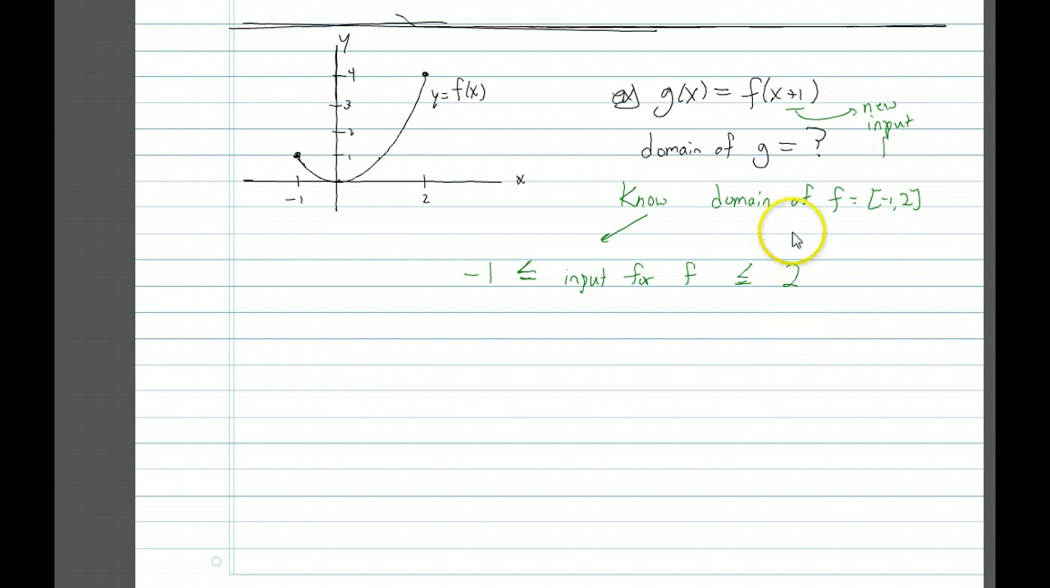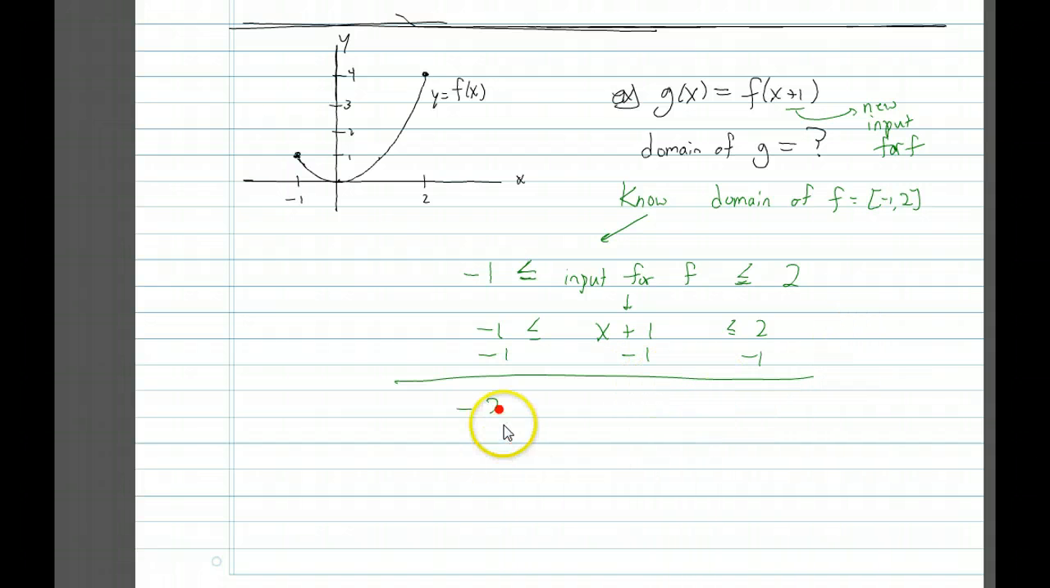So we take that x plus 1, replace it in the middle of this inequality, and then solve that inequality for x. We need -1 less than or equal to x plus 1, and that must be less than or equal to 2. Solving for x, we subtract 1 from each side, left, right, and middle, and we get -2 to 1 as our domain for the function g. Plugging an x into g, which means plugging x plus 1 into f, is equivalent to x lying between -2 and 1. That's our domain for the function g.